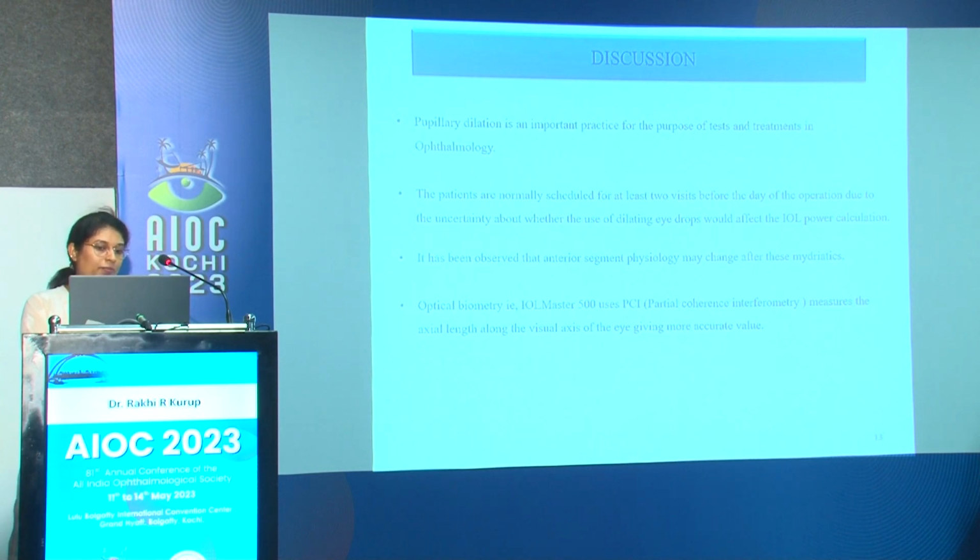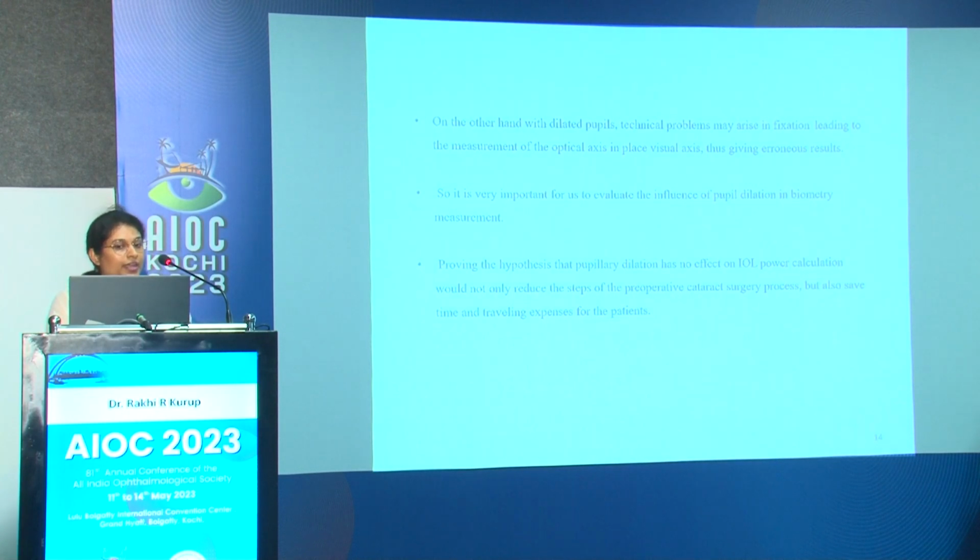Optical biometry, that is IOL Master 500, measures the axial length along the visual axis of the eye, giving a more accurate value. On the other hand, with a dilated pupil, technical problems will arise with the fixation, leading to the measurement of the optical axis in place of the visual axis, thus giving erroneous results. So it is very important for us to evaluate the influence of pupil dilation on biometry measurement. Proving the hypothesis that the pupillary dilation has no effect on IOL power calculation would not only reduce the steps of the preoperative cataract surgery process but also save the time and traveling expenses for the patient.